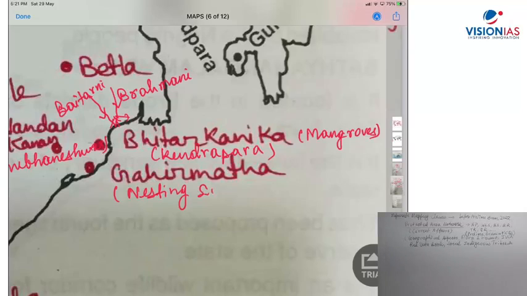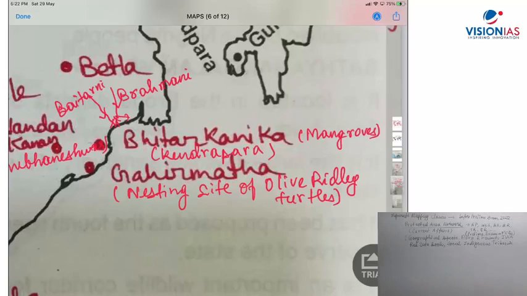Gahir Mata is a nesting site of the olive-ridley turtle. This marine turtle, the olive-ridley turtle, comes in large numbers. Olive-ridley turtle is vulnerable under IUCN. So that comes to Gahir Mata, which is very near to Bhitarkanika. And in Bhitarkanika, not only that, you have the saltwater crocodile. In India, you will find the saltwater crocodile. The water monitor lizard, which you find in Bhitarkanika and Odisha.